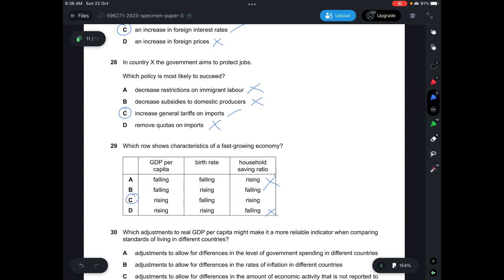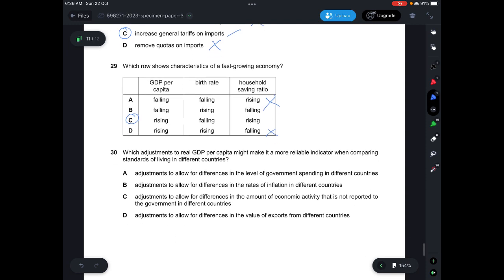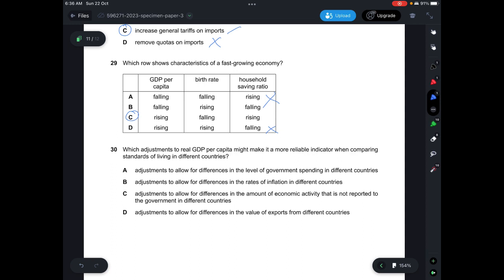you'll be able to spend more on yourself. And normally for a fast growing economy, there'll be better family planning because of better education, right? And then you'll be able to save more as compared to previously.